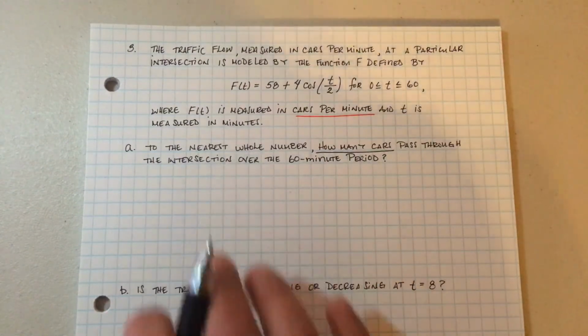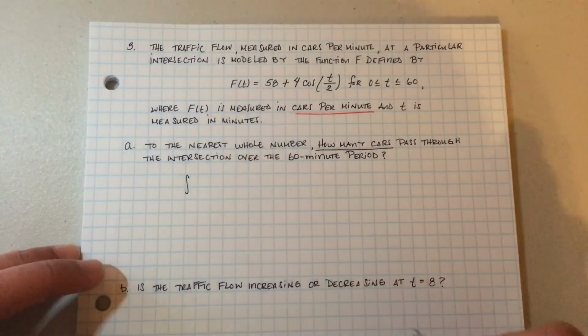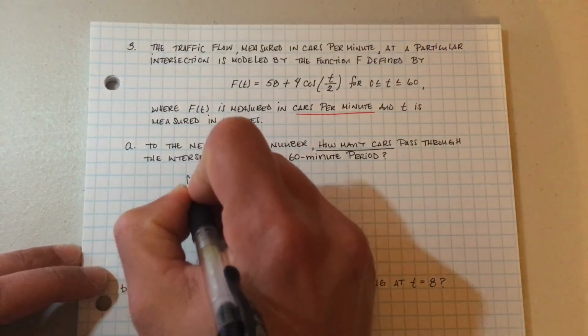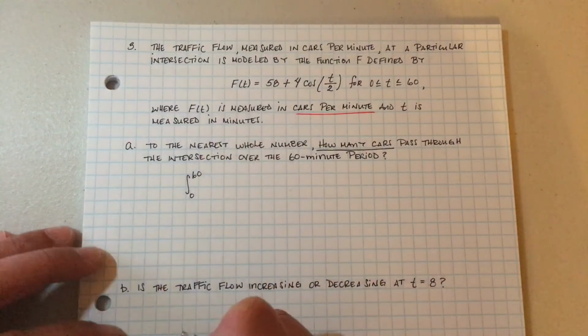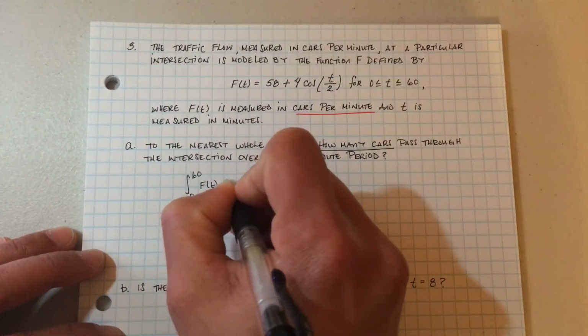The first part, letter A, is pretty simple. And I think this is a calculator problem. So we're going to integrate from 0 to 60 of f of t dt.